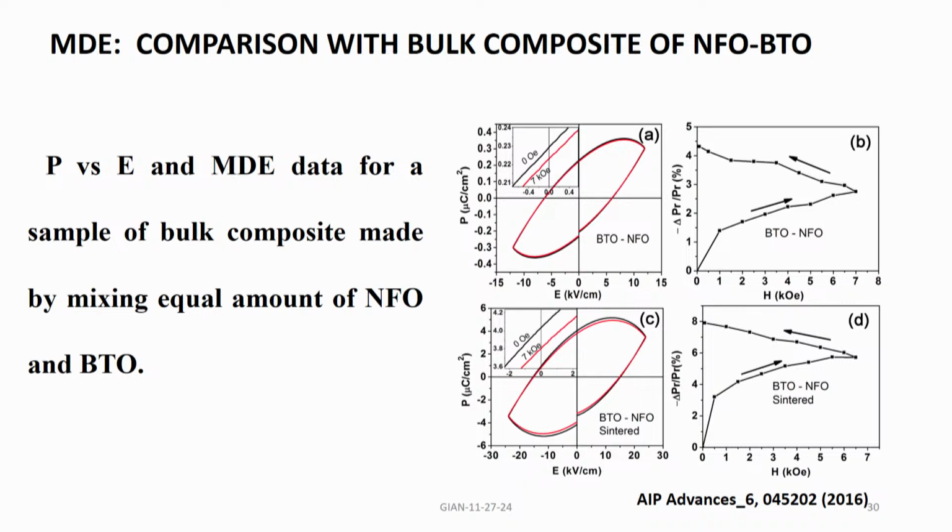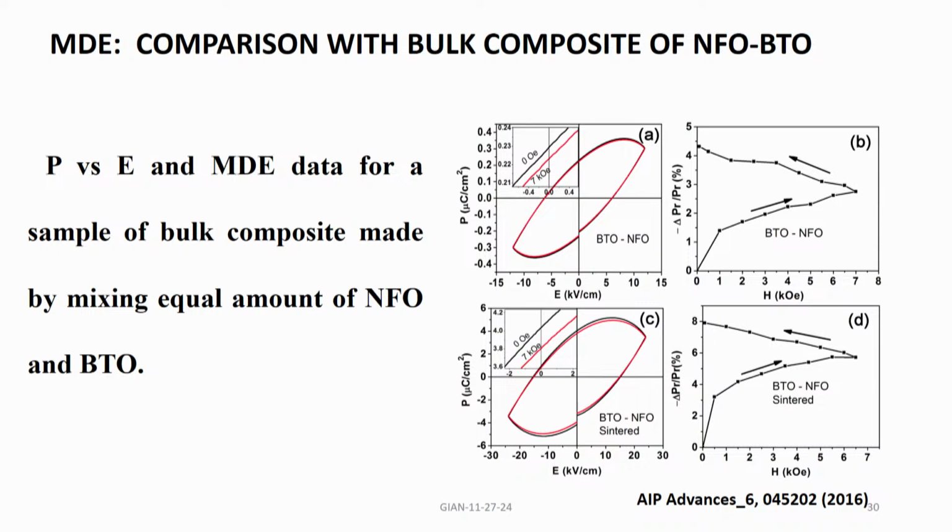So, the question is, how does the core-shell particle behave compared to a bulk composite? Instead of core-shell particles, we took nickel ferrite, maybe 20 nanometer, let's say, and barium titanate, 100 nanometer, mixed them together, and made a disk. They are not assembled into a core-shell structure. They were just mixed together and then sintered at high temperature, and the measurements were done on those disks.